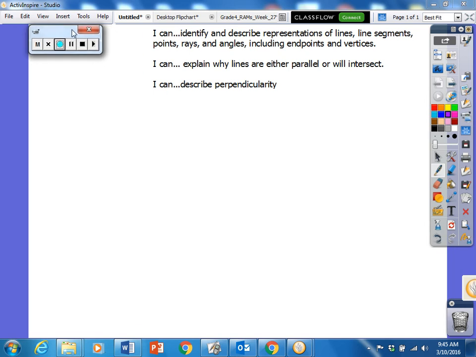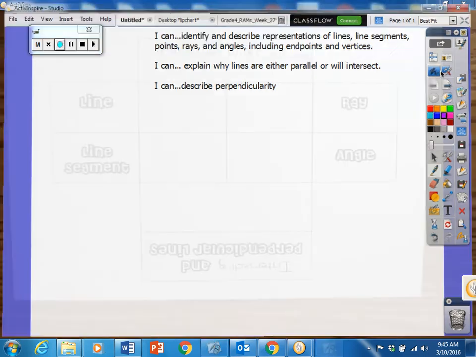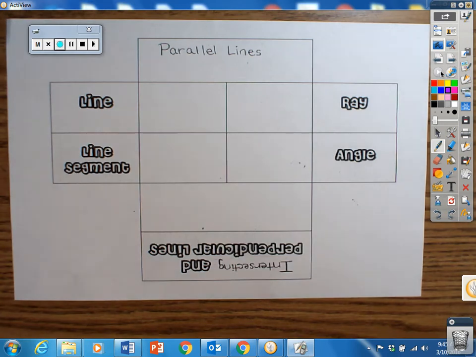Okay, today we are going to be starting our geometry vocabulary. Our I can statements are I can identify and describe representations of lines, line segments, points, rays, and angles, including endpoints and vertices. I can explain why lines are either parallel or will intersect, and I can describe perpendicularity. We are going to be working on a foldable for identifying all of those representations as well as describing them through their definitions. So the foldable that we're going to have, it looks like this.